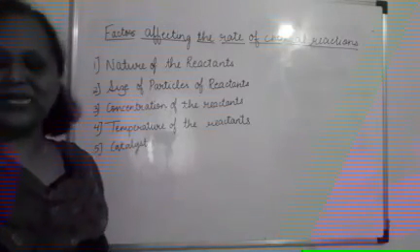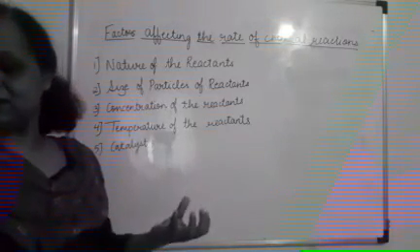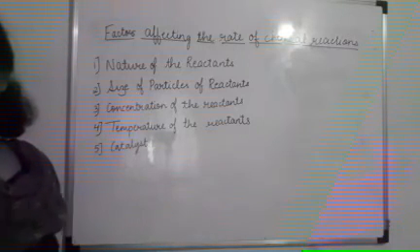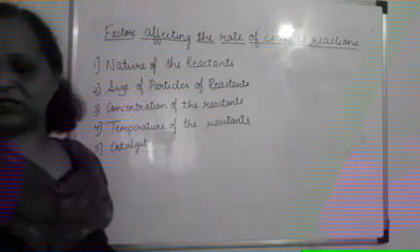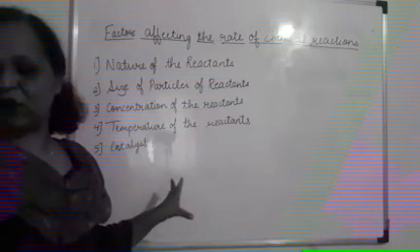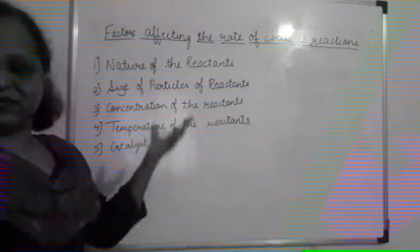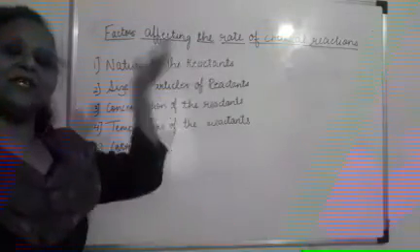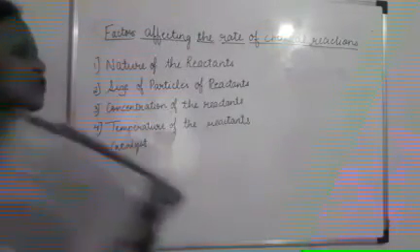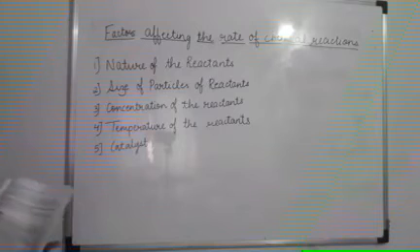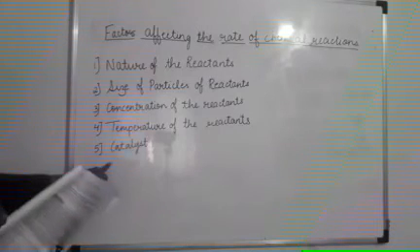It means that when the heat was being provided, only then did the lime water turn milky. From this what do we learn? We learn that the rate of reaction increases as the temperature increases. So as the temperature increases, the rate of reaction also increases. Now the last factor affecting the rate of chemical reaction is the catalyst.